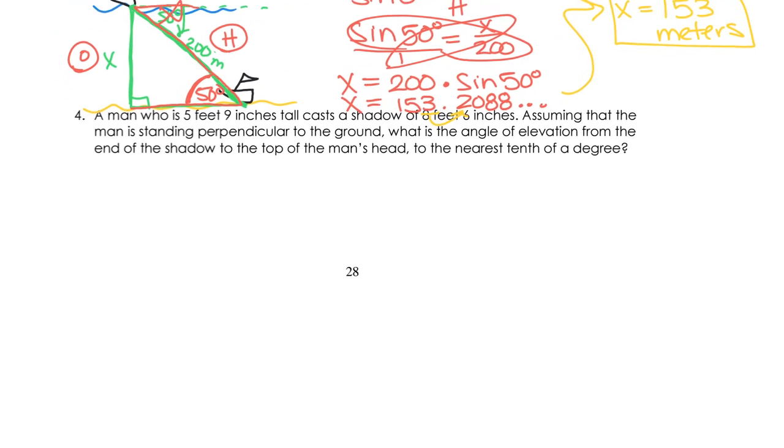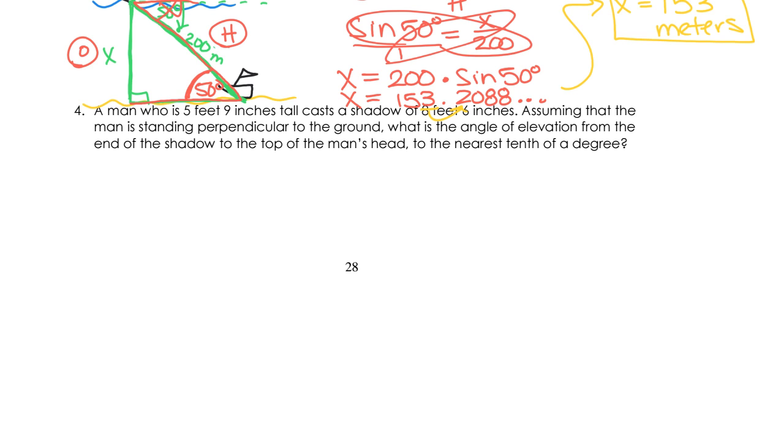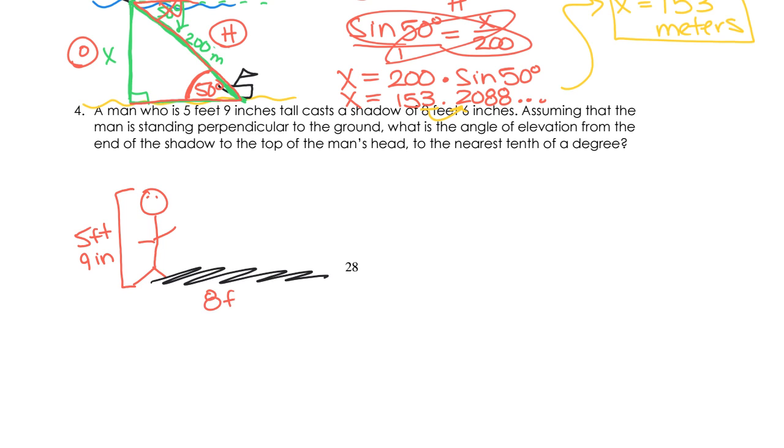All right, let's take a look at number 4. It says a man who is 5 feet 9 inches tall casts a shadow. All right, so we got a man. He is 5 feet 9 inches. Casts a shadow. Shadow is on the ground, and his shadow is 8 feet 6 inches. Assuming that the man is standing perpendicular to the ground, so there's my right angle. What is the angle of elevation from the end of his shadow to the top of the man's head? And there's the right triangle. You guys can see it.